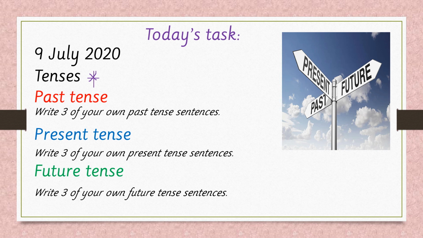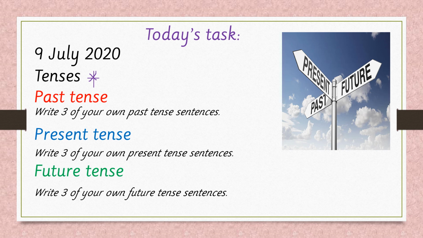So present tense, what's happening now? I am reading a book. I am lying in bed. Hopefully not. I am doing my schoolwork. Those are present tense sentences. What's happening now? When you've written your 3 present tense sentences, you then do future tense. You write in a different color, future tense. Then you get your HB again and write 3 of your own future tense sentences.